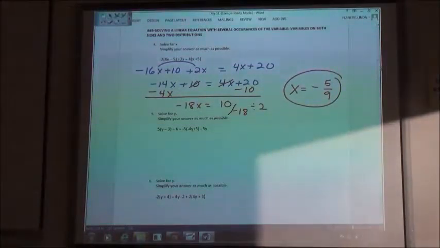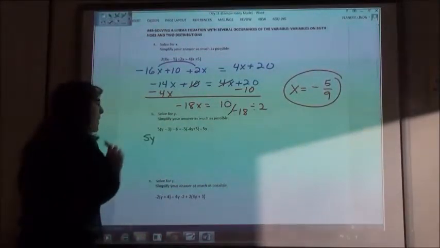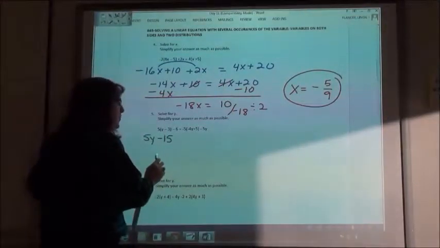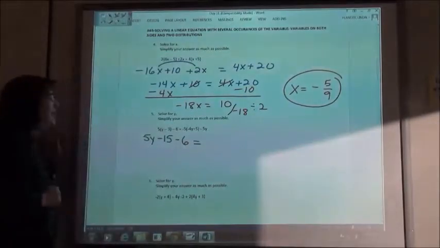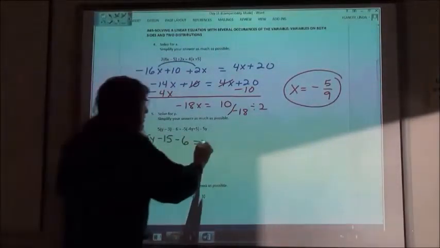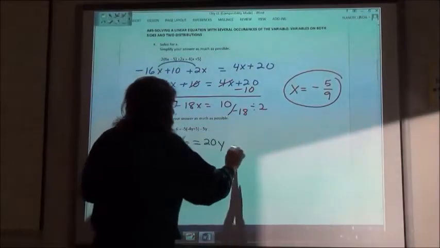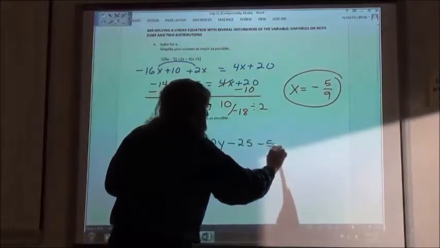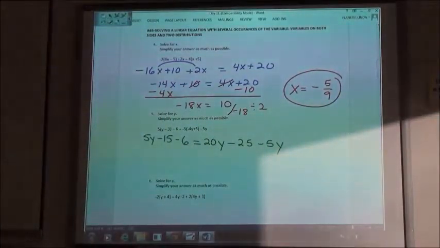So number 5, getting rid of our parentheses. On the left-hand side, what would we get? 5y minus 15. Am I multiplying that one? No, plus, oh, minus 6. Exactly. Equals on the right-hand side, 20y minus 25 minus 5y. Yep.